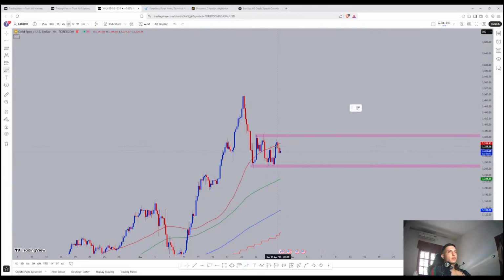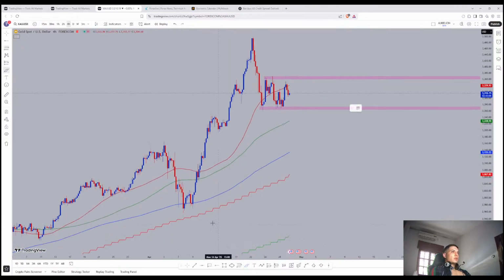It literally just went up, down, up. There's no direction. It's not like here, where you can ride longs, ride longs, ride longs again, just keep pushing higher. It's not the same.